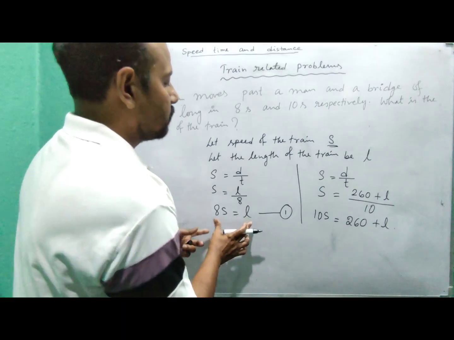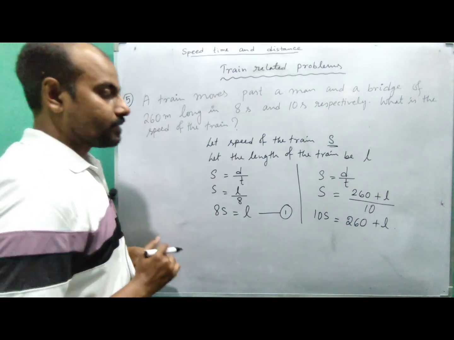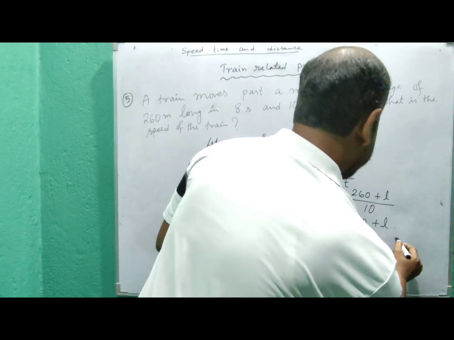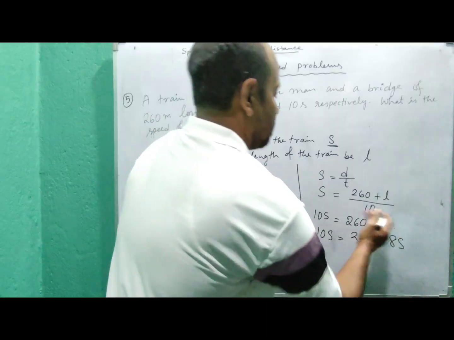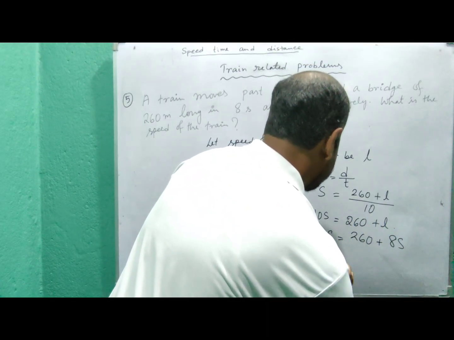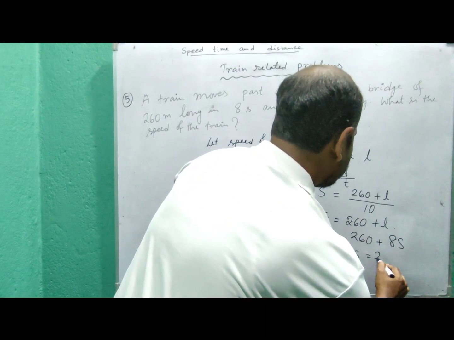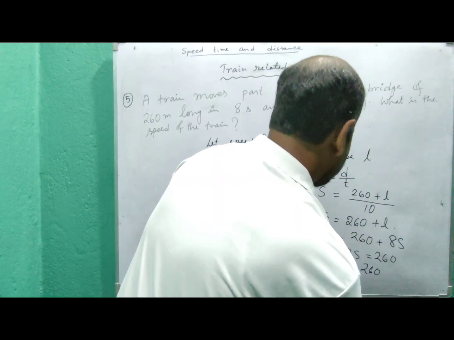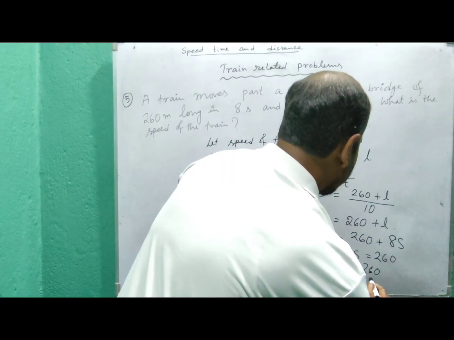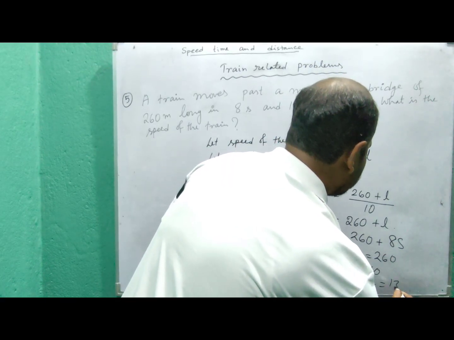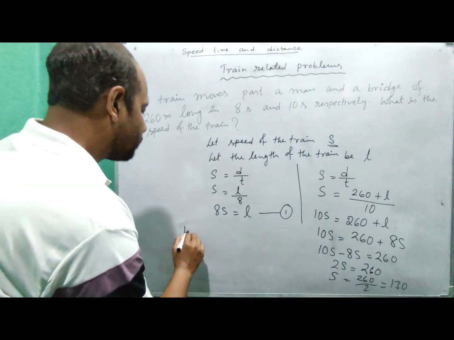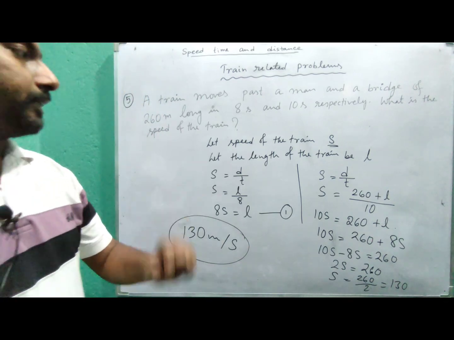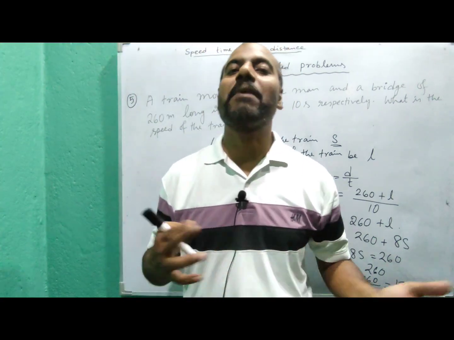Now from equation 1 we know L equals 8S. Put this value from equation 1. Bring it to the left side. 10S minus 8S equals 260. So 2S equals 260. So the speed of the train is 260 by 2, that is 130. So it is 130 meter per second. Now you would have understood the formula much better.